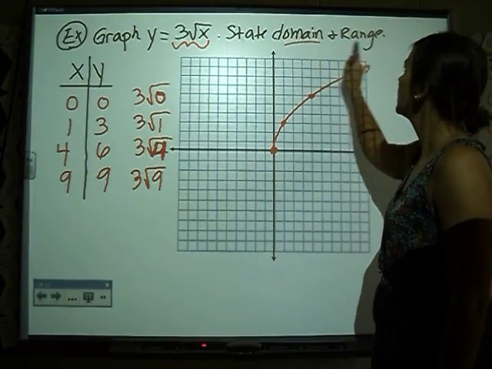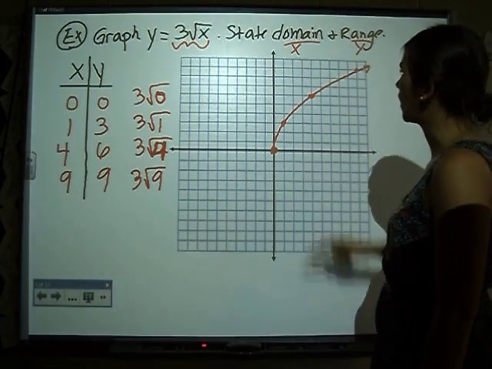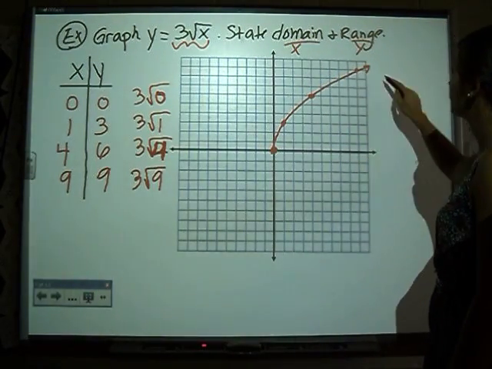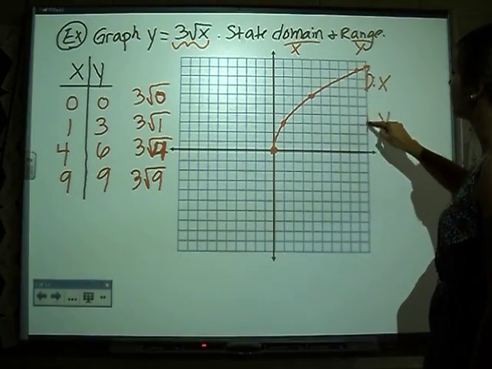It also says to state domain and range. If you remember, domain are your x's, range are your y's. So we have our domain, that's our x, and our range is our y.